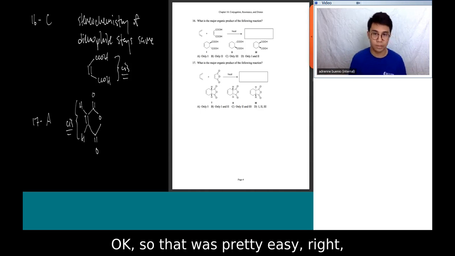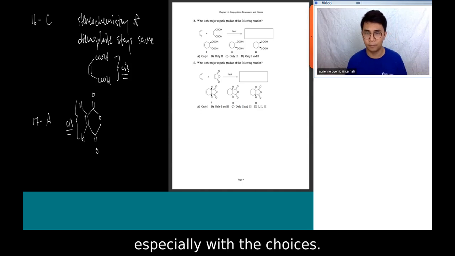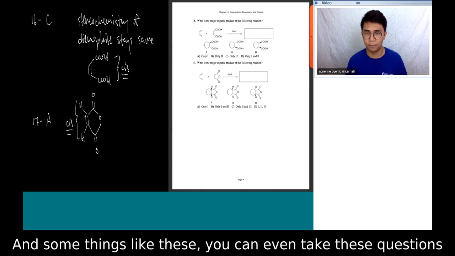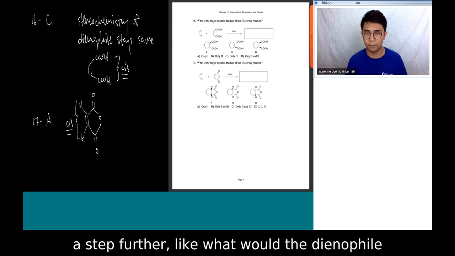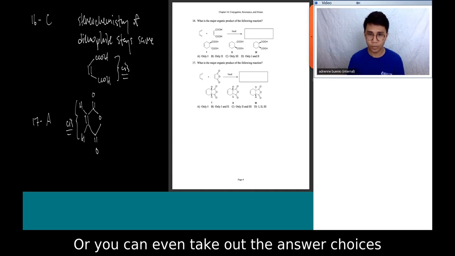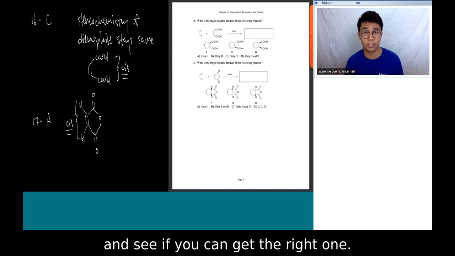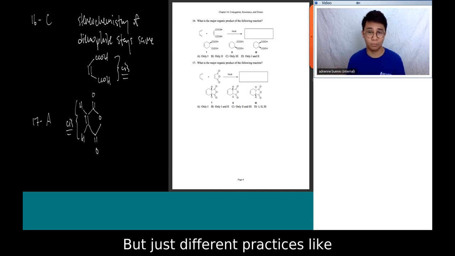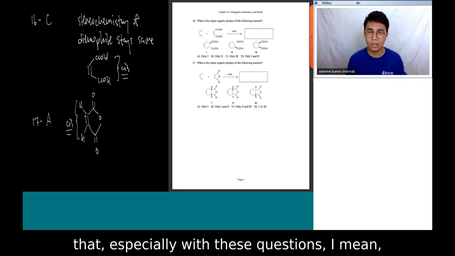Okay, so that was pretty easy, right? Especially with the choices, with things like these, you can even take these questions a step further, like what would the dienophile have to look like to get choice 1, 2, 3, right? Or you can even take out the answer choices and try drawing it yourself from scratch and see if you can get the right one. But just different practices like that, especially with these questions.